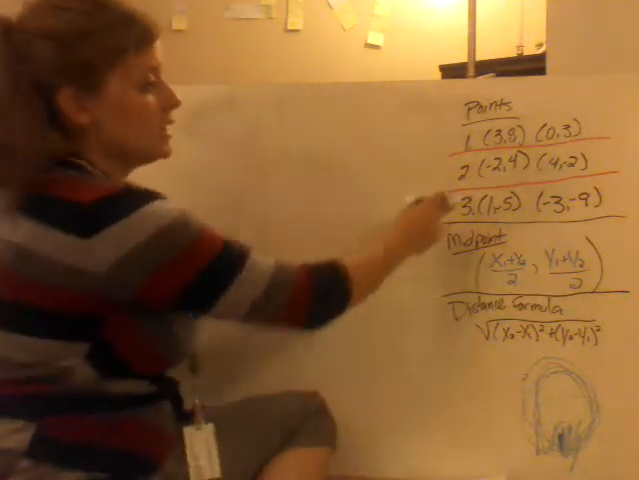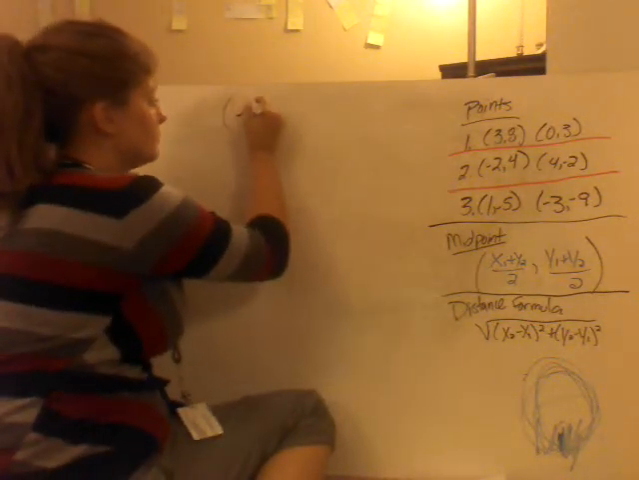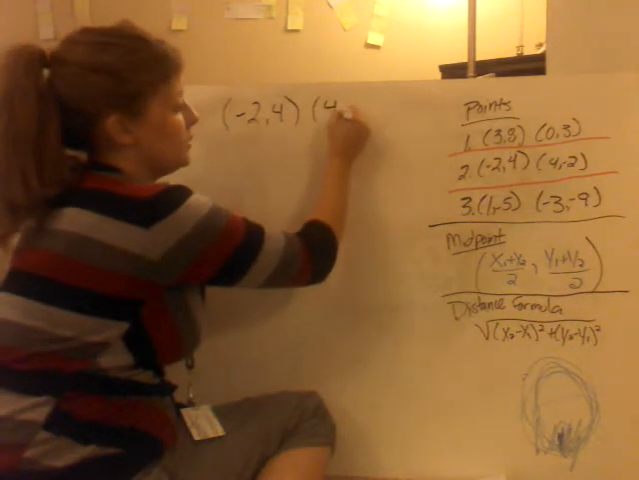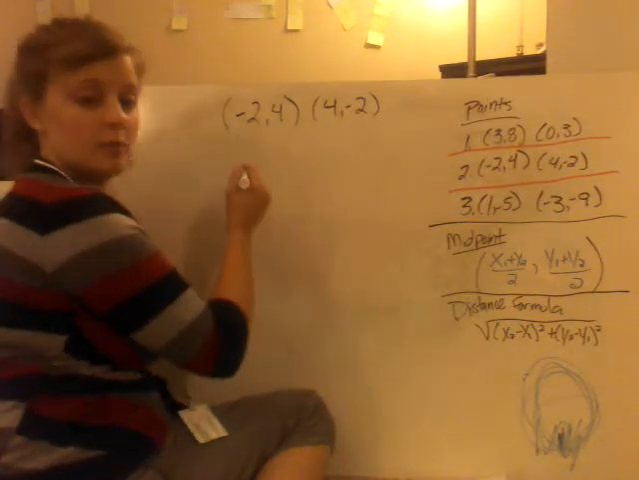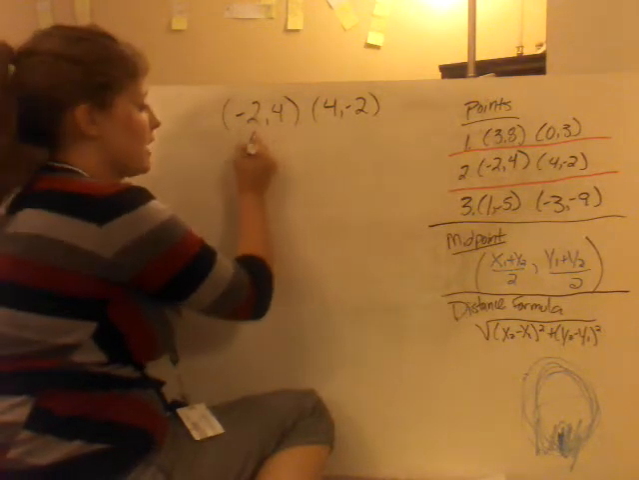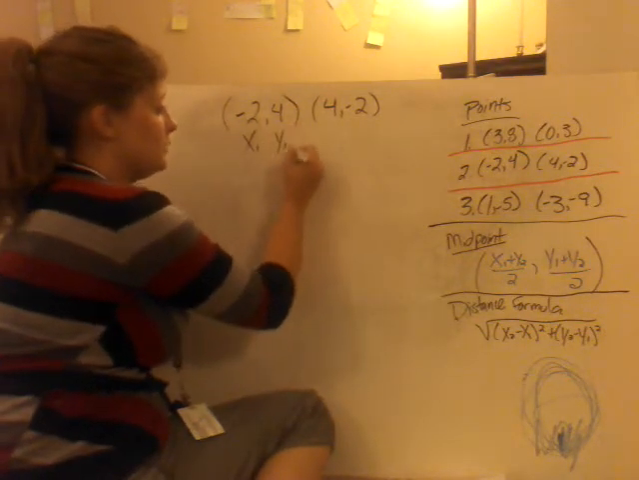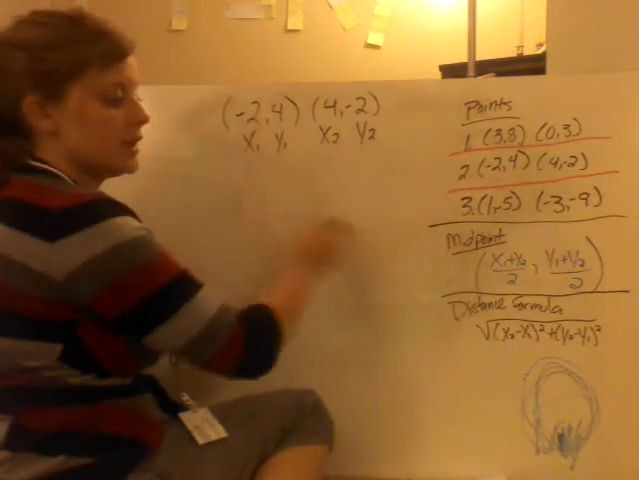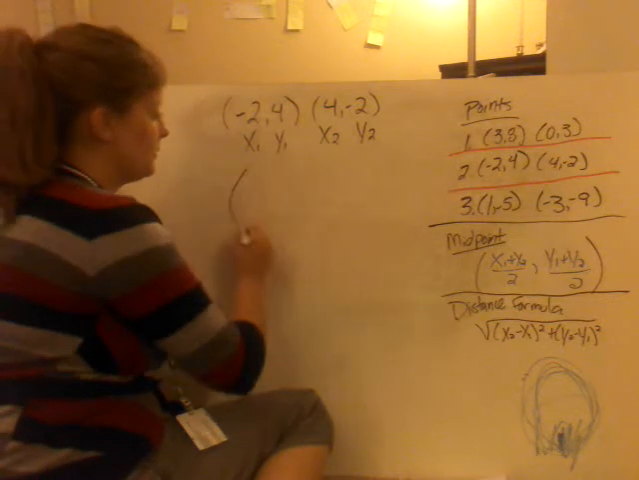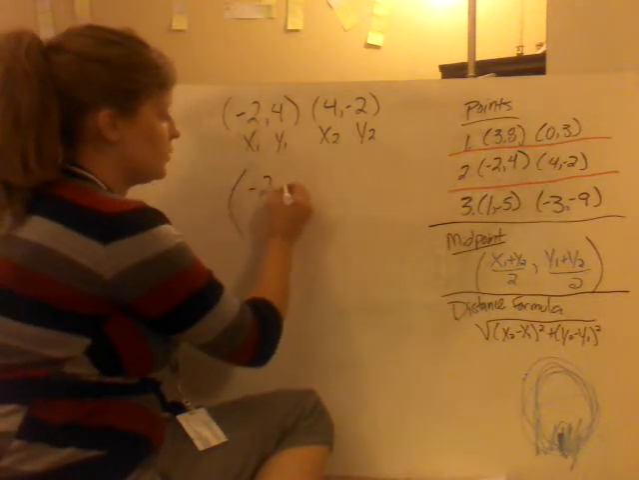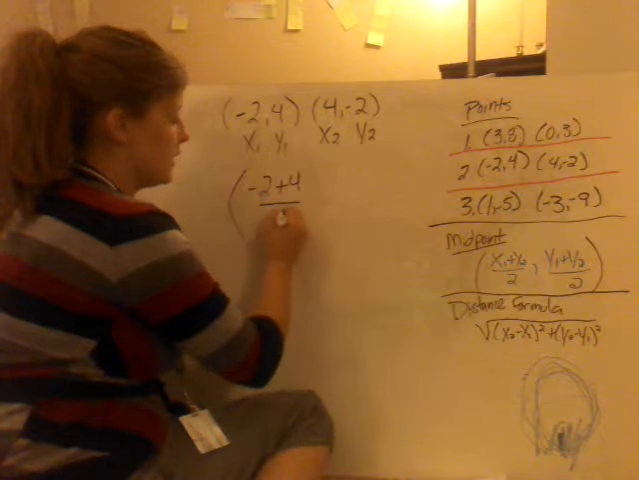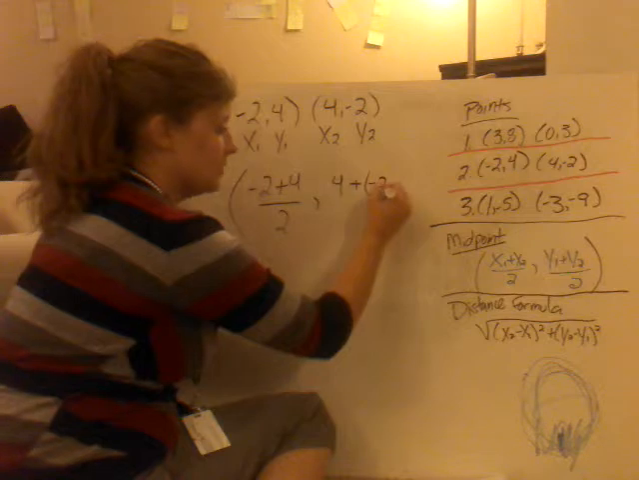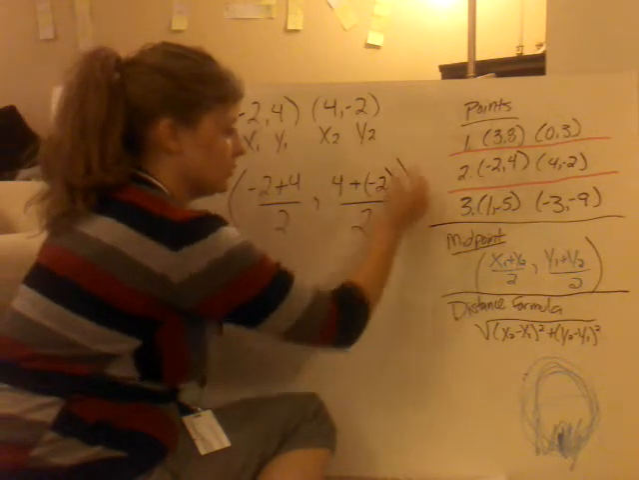Next problem, -2, 4, and 4, -2. Again, I'll label which one is the first and which one is the second. So I have x1, y1, x2, y2. I plug it into my formula. So I've got -2 plus 4 divided by 2, and 4 plus a -2 divided by 2.